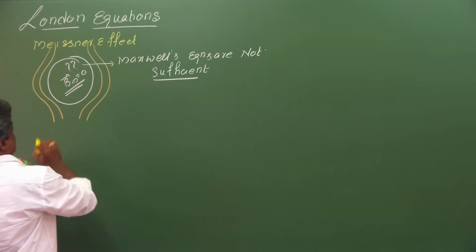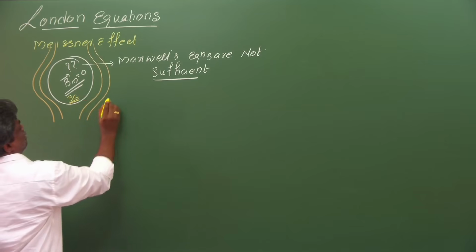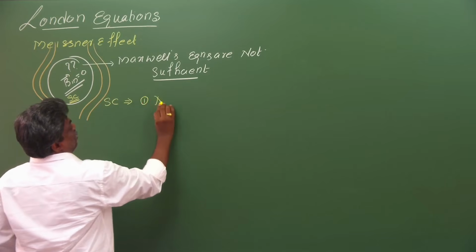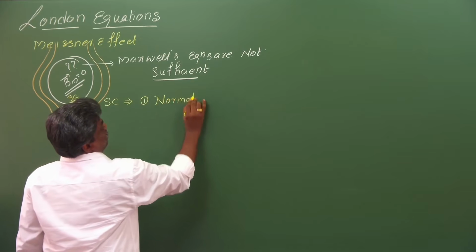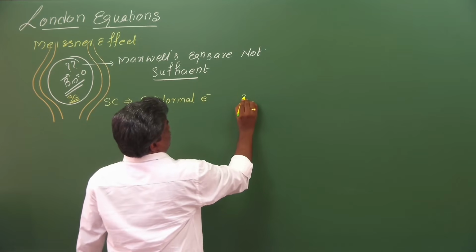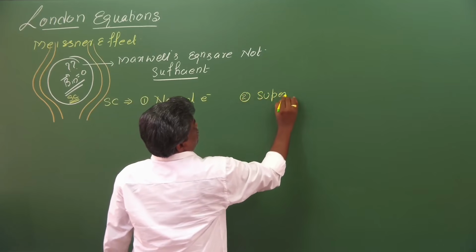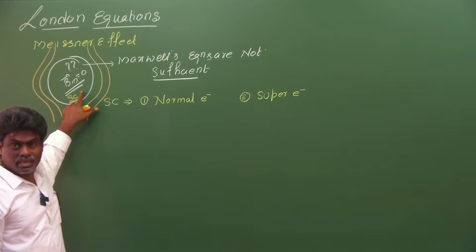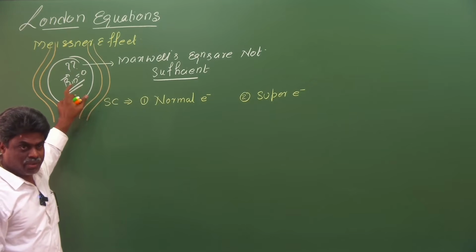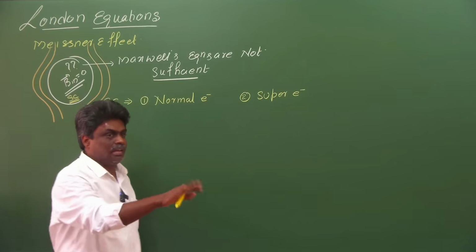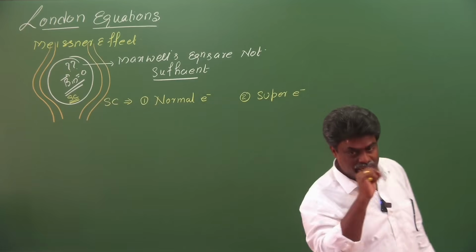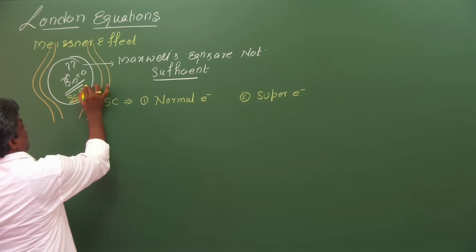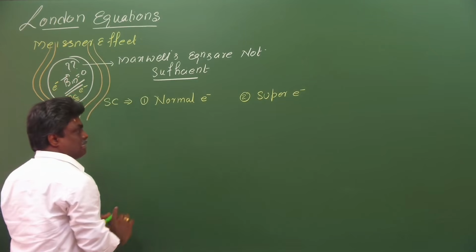Okay, let us start. This is the superconductor. The superconductor contains two types of electrons. One is normal electrons, another is super electrons. Here we are investigating the reason for the magnetic field becoming 0 inside the superconductor, meaning the magnetic field is decreasing. How and why is it decreasing? The superconductor contains two types of electrons, normal and super.